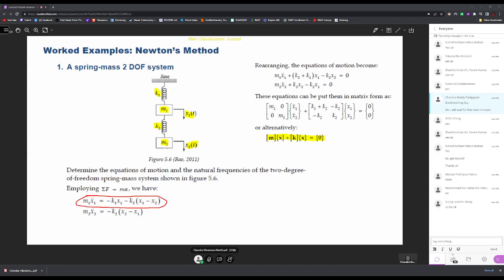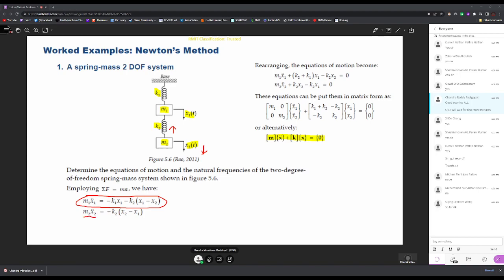Okay, so for mass 2, the net force again you can write. The spring force is upwards for this, and the displacement here is x2 minus x1. So x2 is the displacement for mass 2, and x1 is the displacement of mass 1. Therefore, for mass 2 we can write the equation of motion.